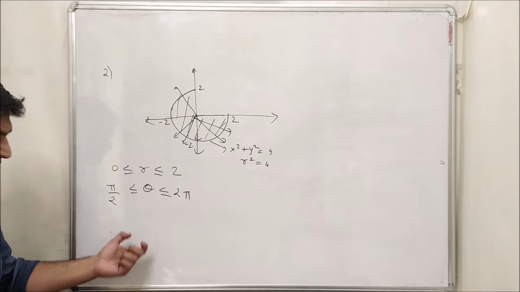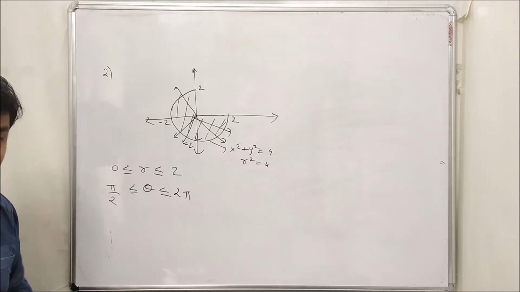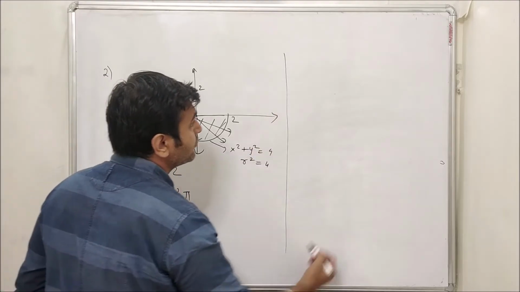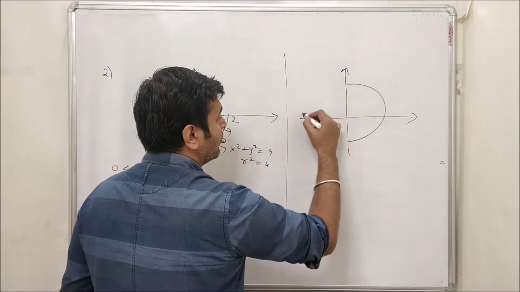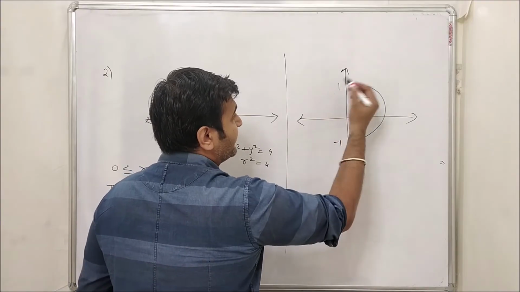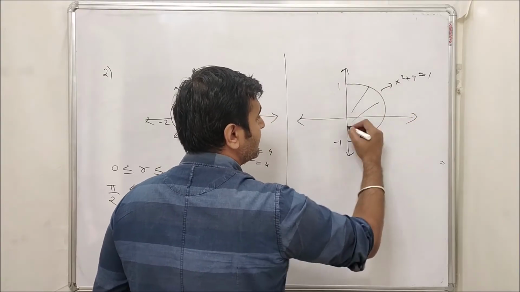So that will be the thing. And whatever the integration is, once you know the limits, you can solve the integration. That's not a problem. Suppose I give you, let's modify this, suppose this part of the semicircle. Okay, so the semicircle on the right half plane. This is nothing but x square plus y square equal to 1.